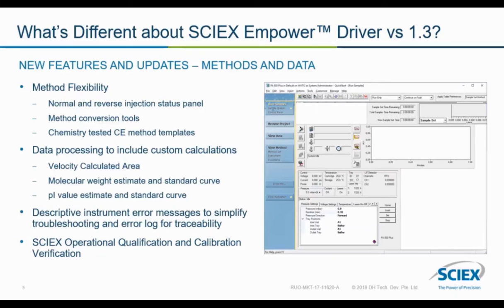In the data processing, we have also now added custom calculations. These custom calculations enable calculations of the velocity corrected area. Currently, Empower software only offers time-corrected area. We also have custom calculations for molecular weight estimate as well as standard curve, and the pI value estimate in the CIEF along with the standard curve.